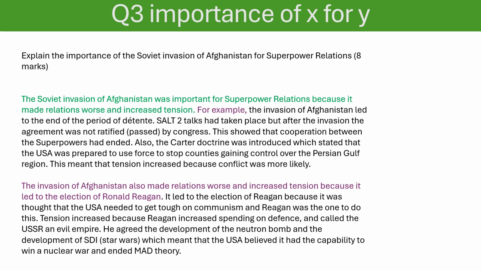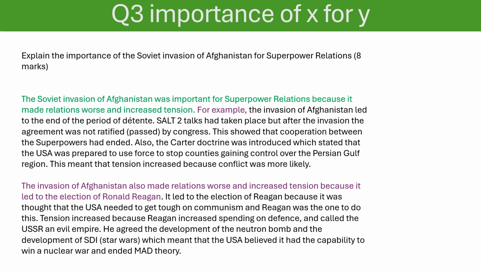So for example, if you have a question which asks you to explain the importance of the Soviet invasion of Afghanistan for superpower relations, you're going to look at what happened after the invasion to the relationship between the USA and the Soviet Union and try and give 2 examples of that. So in this case, the Soviet invasion of Afghanistan was important for superpower relations because it made relations worse and increased tension. So that's my overall point. I'm saying it's important because it's made relations worse and it's increased tension. I then need to give 2 examples of how it made relations worse and increased tension.